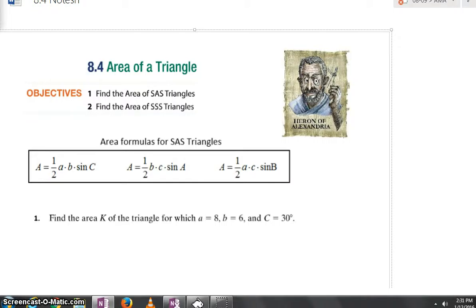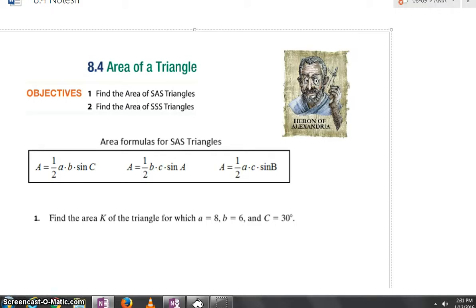The area of a triangle, guys. The area of a triangle, obviously the most famous is 1/2 base times height. That is super important. It is still valid. It is still useful. You will use that for some problems in the section for sure.